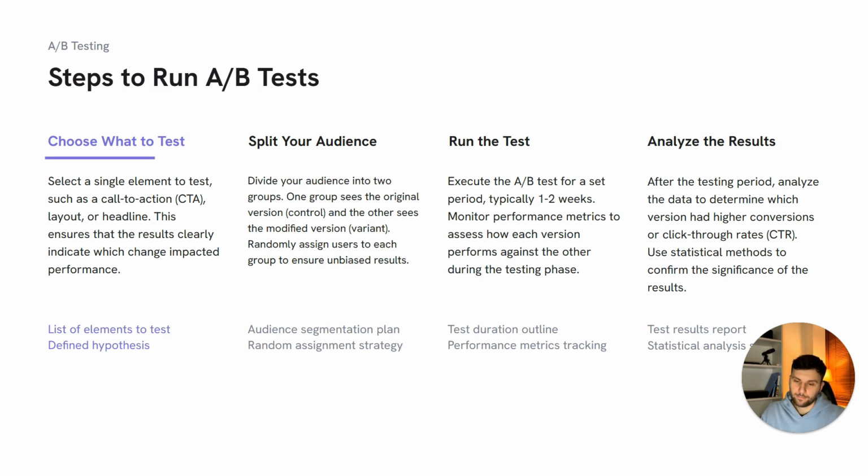And then run the test. Execute the A/B test for a set period, typically 1 or 2 weeks. Monitor performance metrics to assess how each version performs against the other during the testing phase. And last but not least, analyze the results. And you obviously want to double down on what worked, and then you can test it further, right? Very simple.